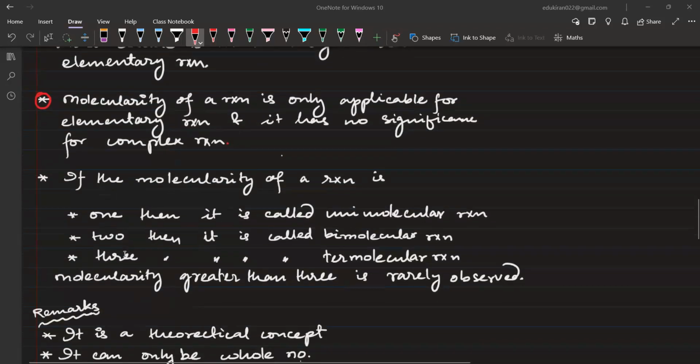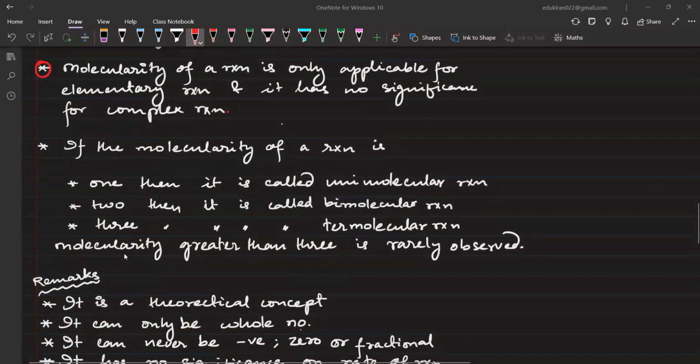Now there are a few things. If the molecularity of a reaction is 1, then it is called unimolecular, then bimolecular, termolecular. You should know these words because they can be placed in the MCQs. They will give a reaction and say it is an elementary reaction, right? And so what will be the molecularity? So they can ask whether it is a unimolecular, bimolecular or termolecular reaction. They can give words like these. You should also know what unimolecular, bimolecular and termolecular mean.